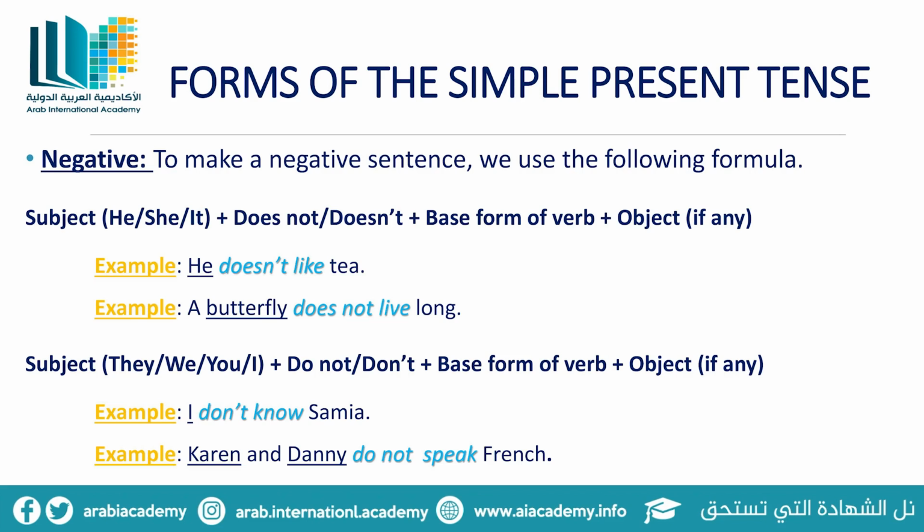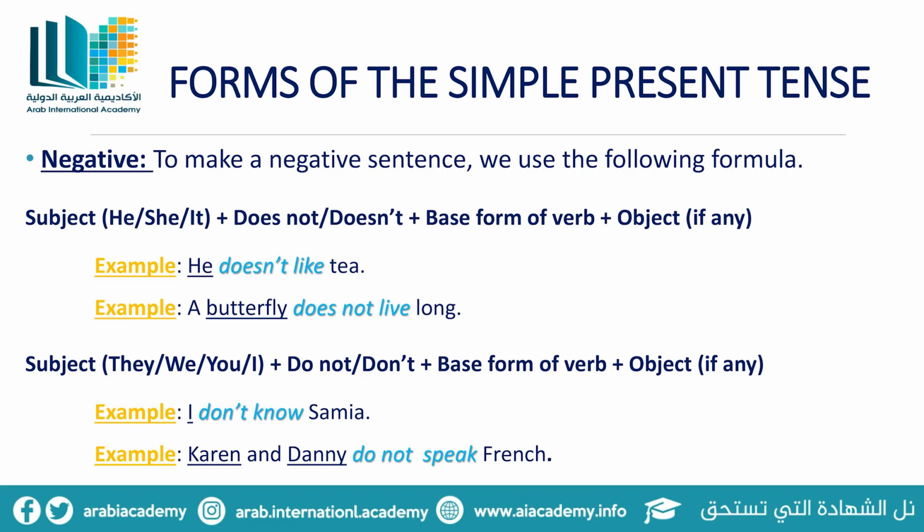In this way, we wrote a negative sentence using the subject he, she, or it. Now, if the subject is they, we, you, or I, we have to add to the negative sentence do not plus the base form of the verb plus the object, if any. If you write the words do not in this way or in its contraction way, both are correct.